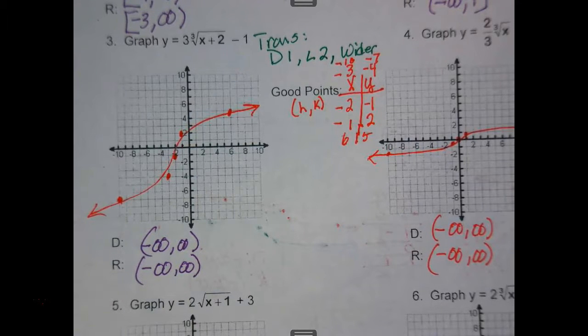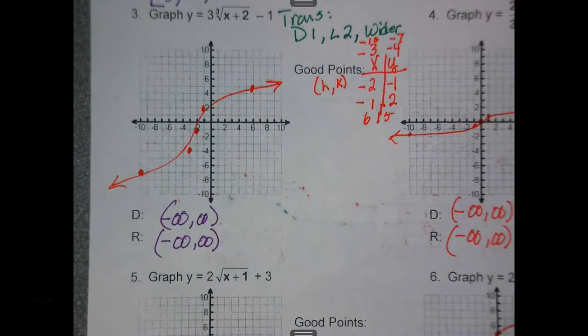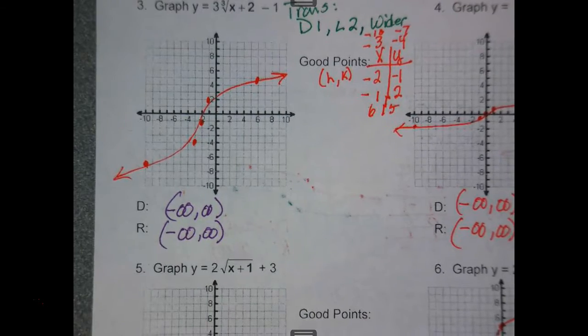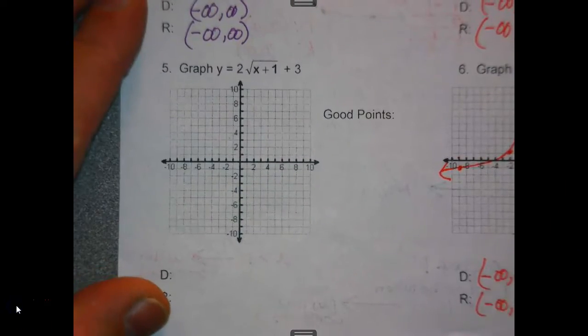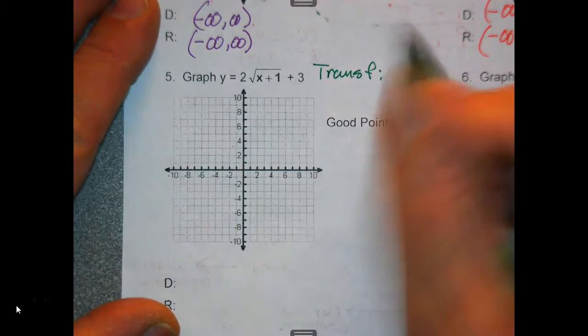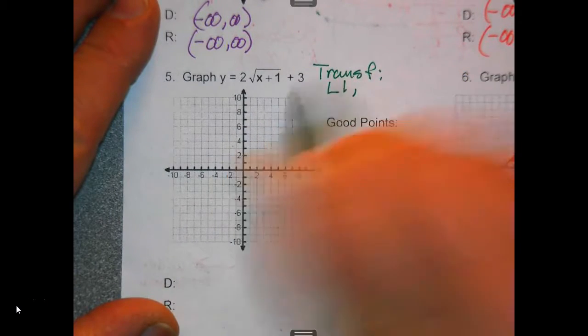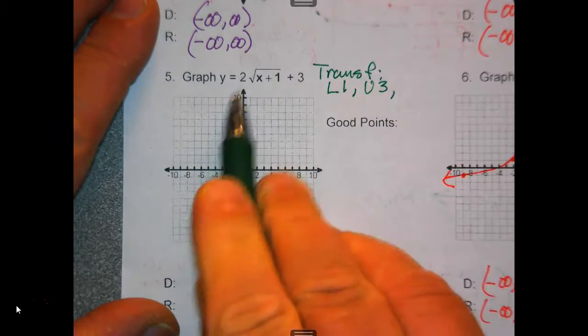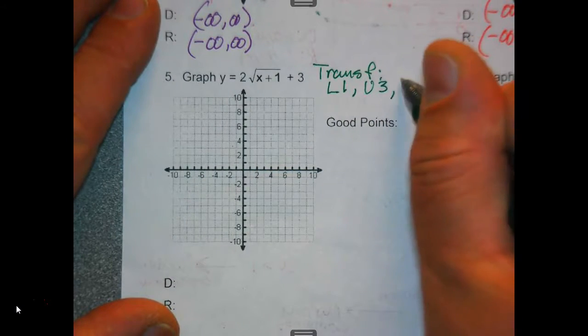Cube roots you need 5. Square roots you only need 3. Yeah. Any other questions? All right, let's do the last one. You guys want to try the last one and I'll come around and help you? Yeah. All right. Why don't we do that? You guys try the last one. Our transformations were left 1, up 3, and the 2 is going to make it wider or stretch.